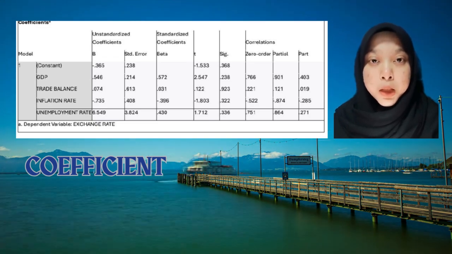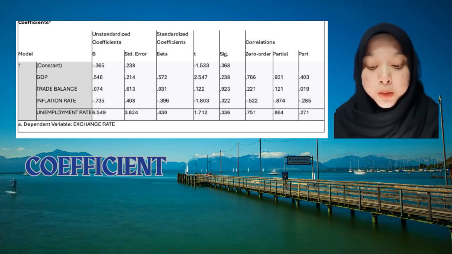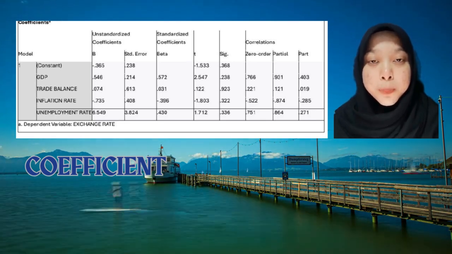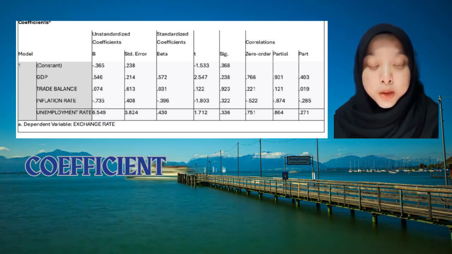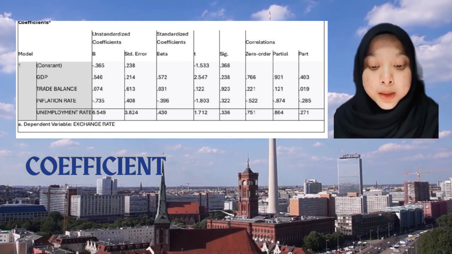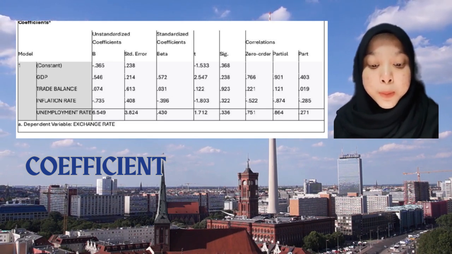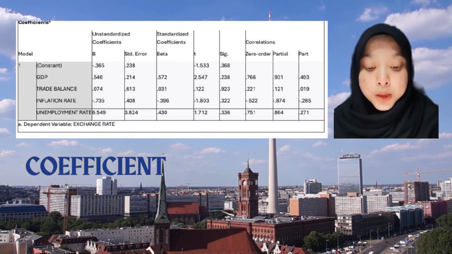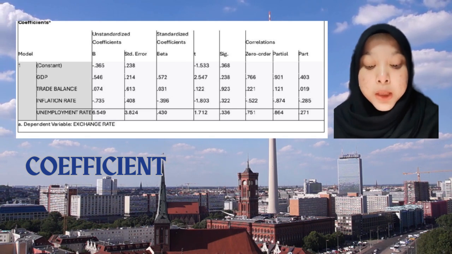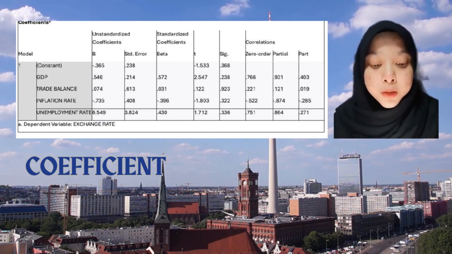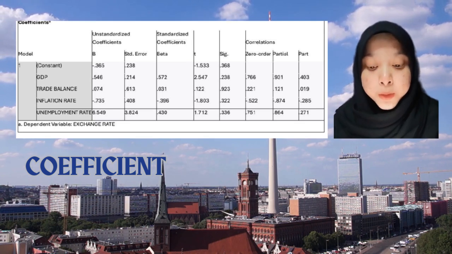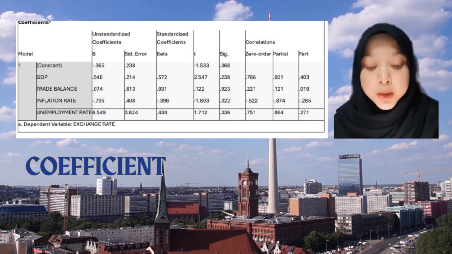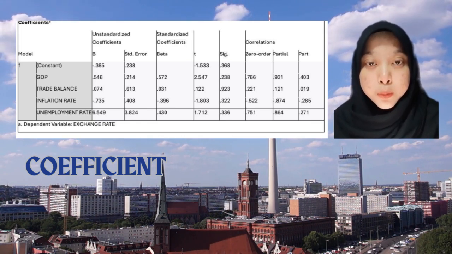So this table lays out some regression coefficients from a statistical analysis focused on understanding how various independent variables relate to the exchange rate. The unstandardized coefficients represented by B tell us how much the exchange rate is expected to change when each independent variable shifts by 1 unit. For example, a positive value for GDP, which is 0.546, indicates that as GDP increases, the exchange rate tends to rise as well.